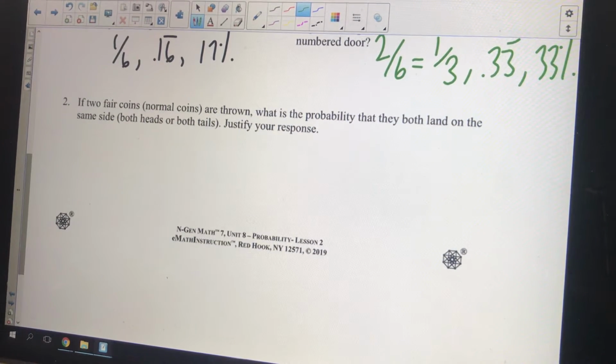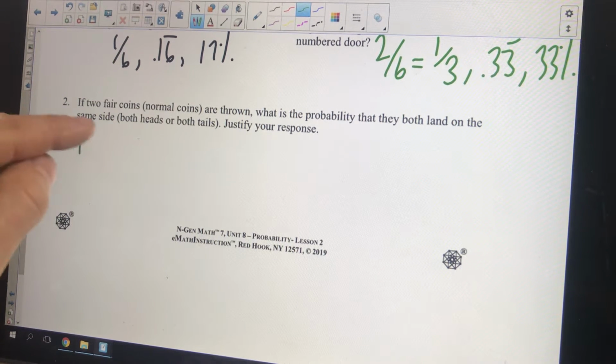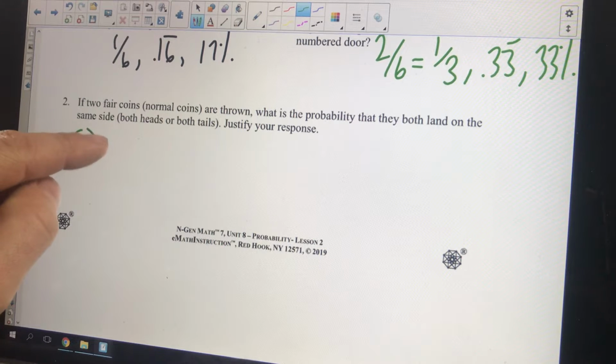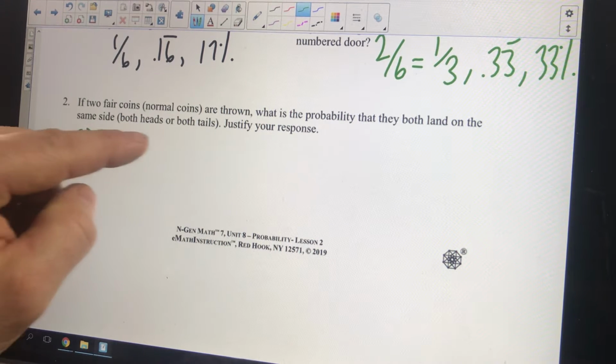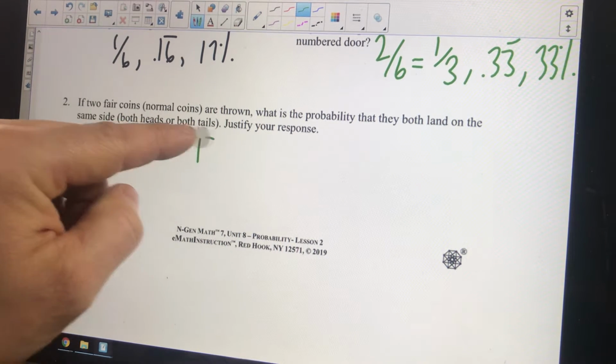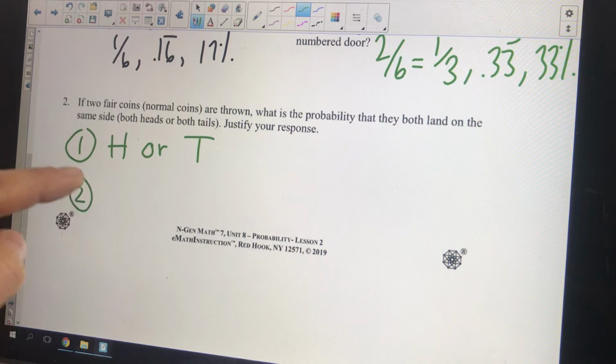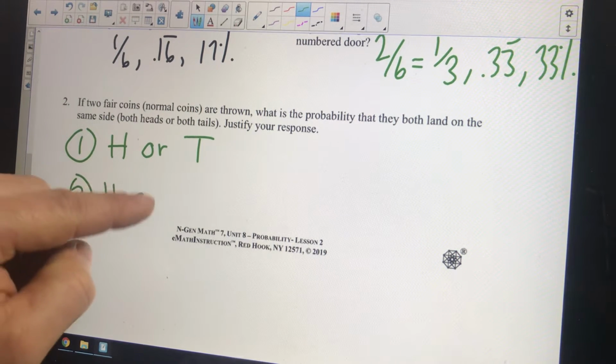Now we're on to question 2. If 2 fair coins, meaning normal coins, are thrown, what is the probability that they both land on the same side, both heads or both tails? Justify your response. Well, let's think about coin 1. Coin 1 could land on heads or tails, and coin 2 could land on heads or tails.